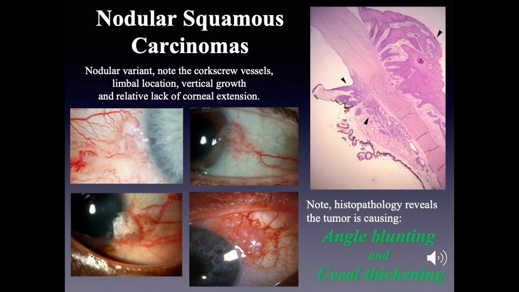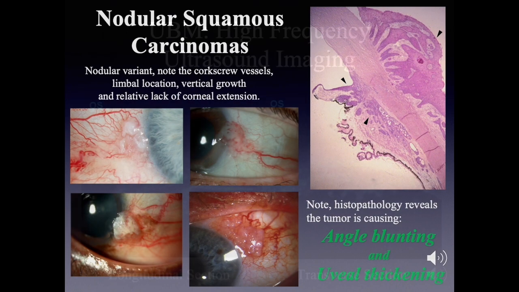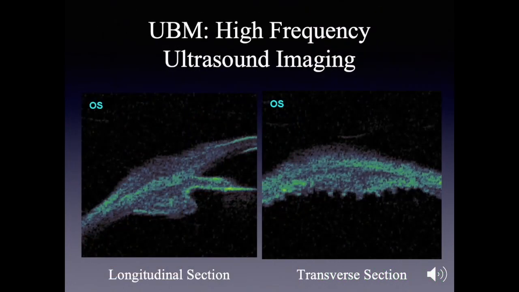On your right, we see histopathology of a tumor that grew, blunted the angle, and invaded the supraciliary space, leading to uveal thickening. This pathology will be mirrored by later pictures of high-frequency ultrasound imaging. As promised, here we have an example of the relatively low reflective ocular surface malignant squamous neoplasm causing angle blunting and uveal thickening. The invaded sclera beneath the tumor also appears dysmorphic.